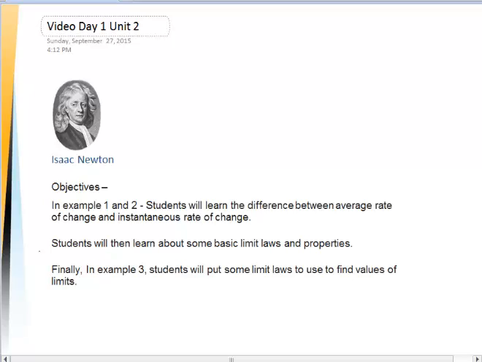This is the first day of Unit 2 and we're doing the flipped classroom for this unit. In the first example, we're going to be talking about finding the average rate of change of a falling body, and then in the second example we're going to do the instantaneous rate of change of that falling body.